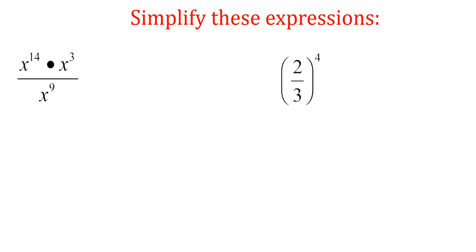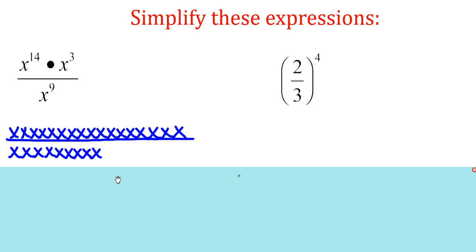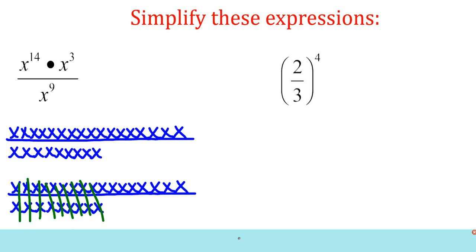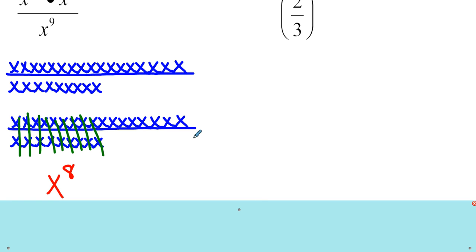Our first expression, x to the 14th times x to the 3rd, divided by x to the 9th. We have 14 x's and 3 more x's, so we have a total of 17 x's in our numerator and 9 x's in the denominator. Do we have any greatest common factors we could divide out? Yes, x. In fact, we have 9 pairs of x's for greatest common factors we could divide out, which would leave us with 8 x's in the numerator. So we can write that as x to the 8th.